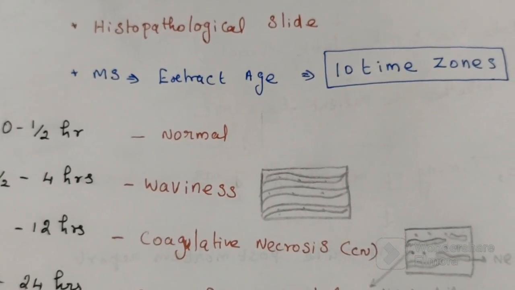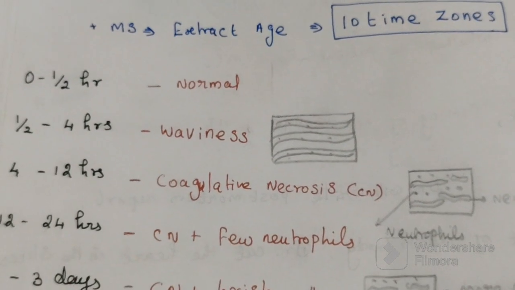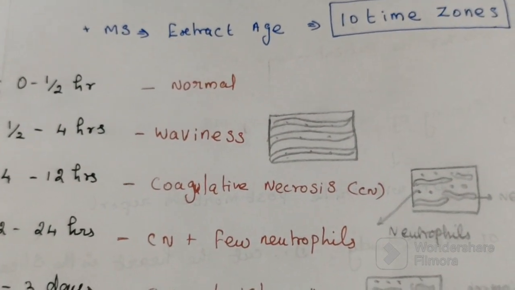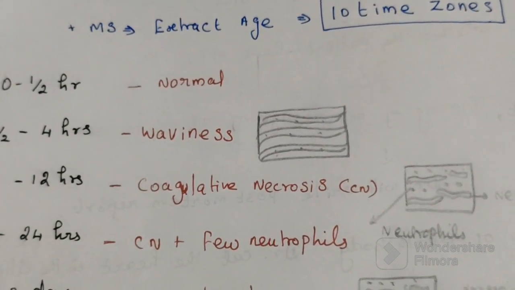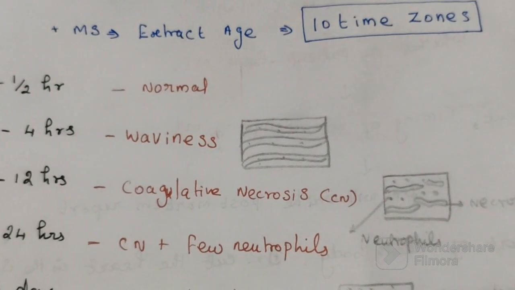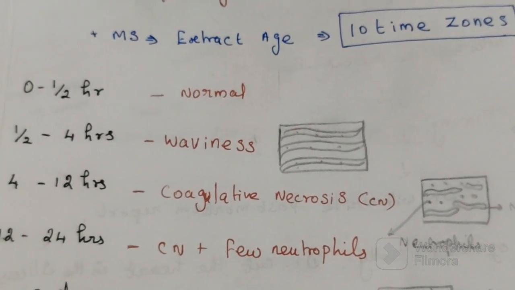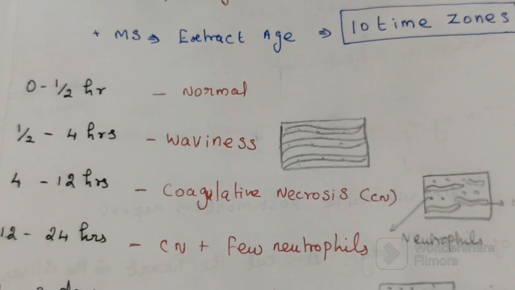Here are the 10 time zones. In 0 to half an hour, no changes are seen. The heart will be normal. In 0 to half an hour the heart looks normal.